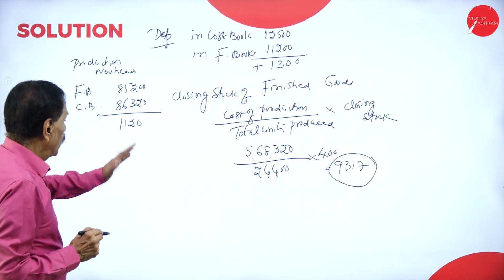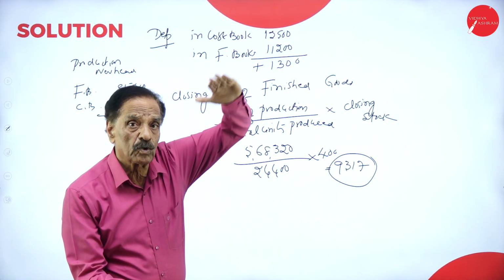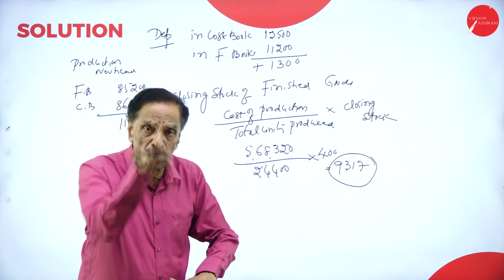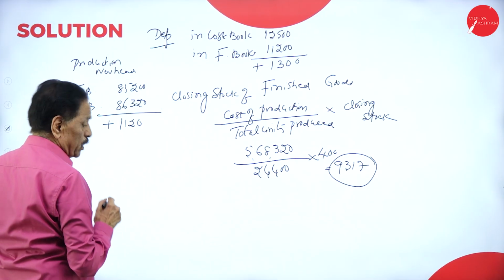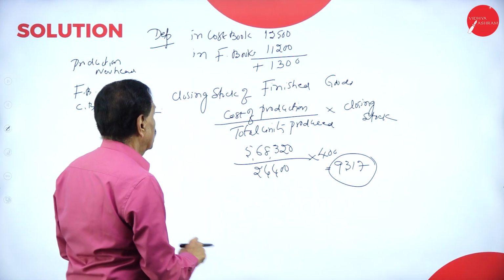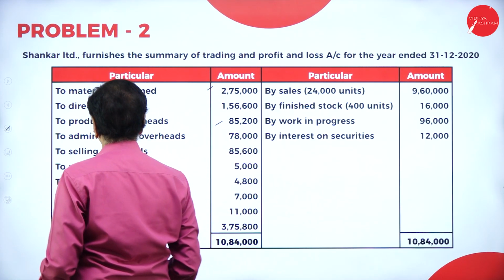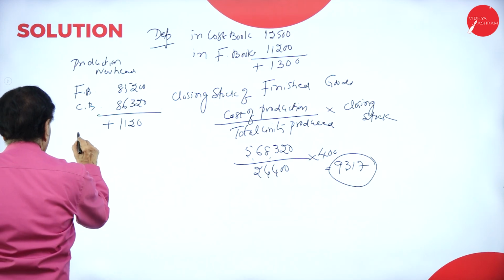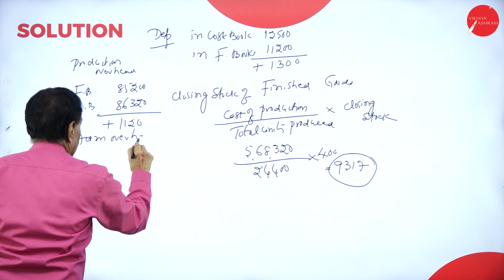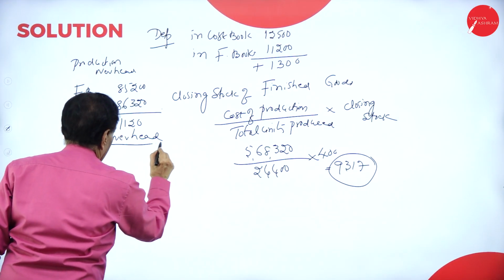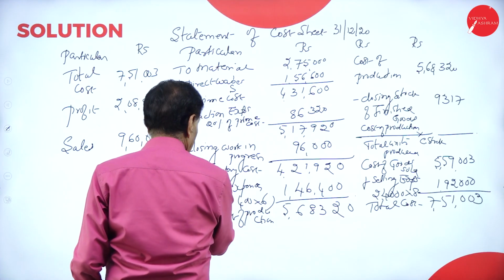We're showing more in the cost book, showing less in the financial book. So cost book showing more, profit will come down. Low means more. Add back 1,120. What is this? Production overhead. Next, administration overhead.